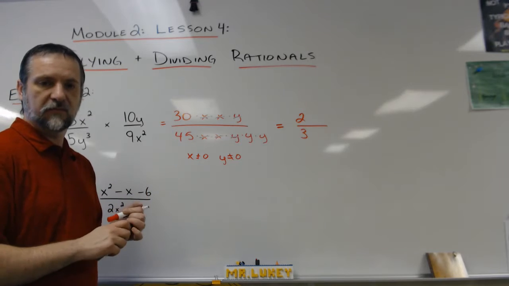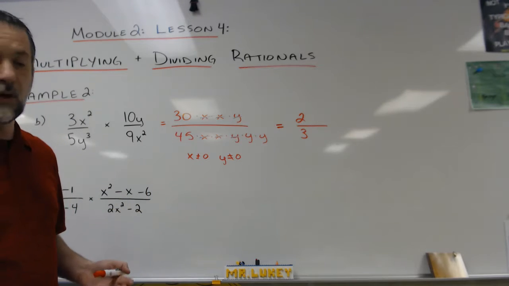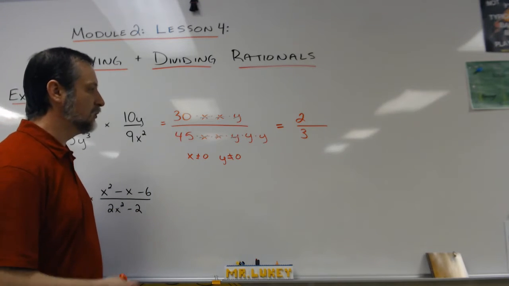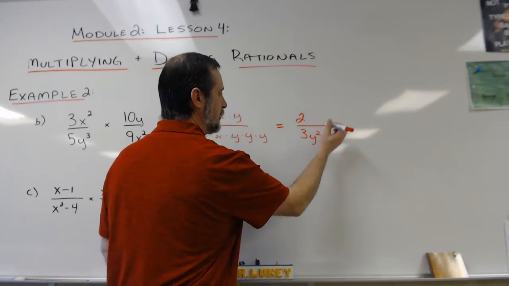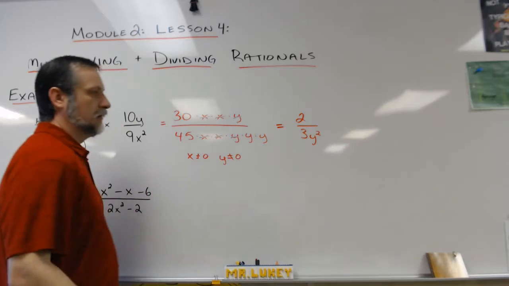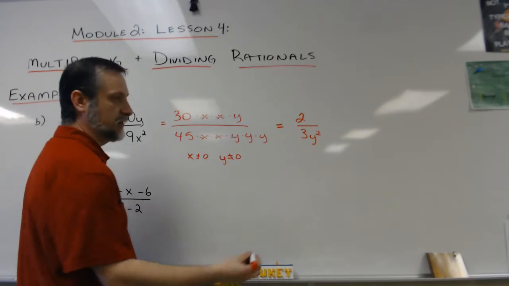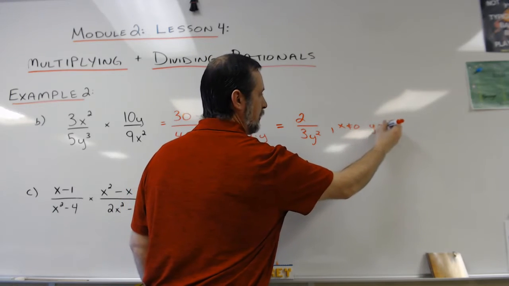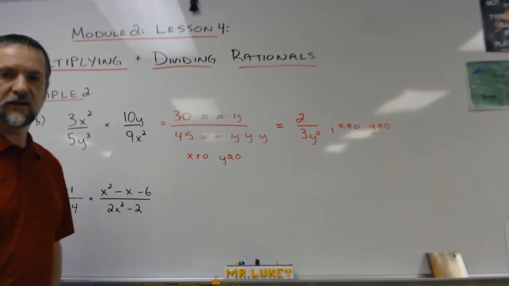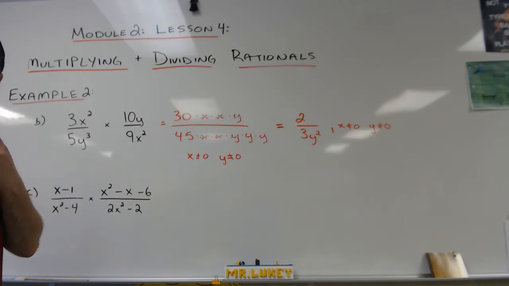1x, 2 x's from the top, 2 x's from the bottom, 1 y from the top, and 1 y from the bottom. We're left with 2 y's down below. So 2 over 3y squared. That is going to be our final answer, just in this context. X cannot equal 0, and y cannot equal 0. So nothing too crazy going on in that question there.